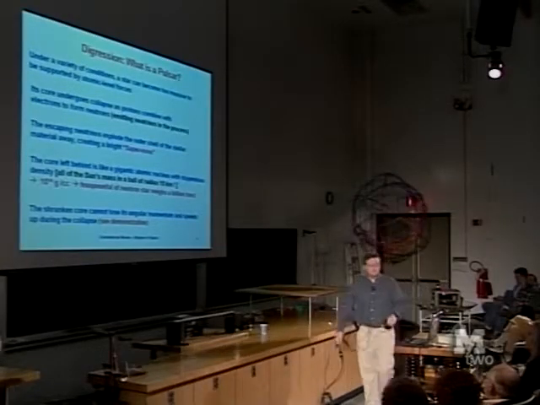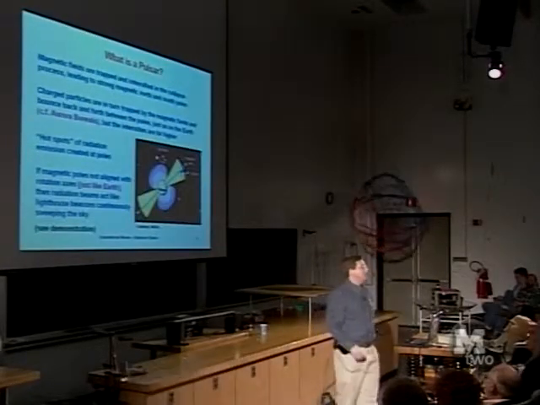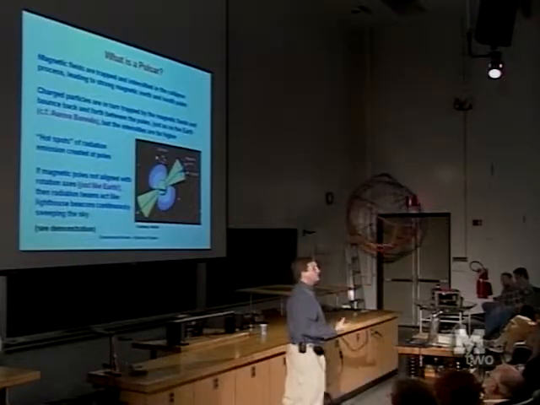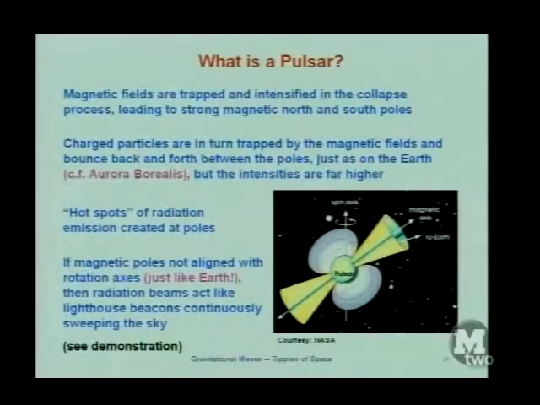Okay, so that's the sort of process that happens in these supernova compressions when the core of a star collapses. And as a result, there are magnetic fields that are very intense that are created in that process. And that leads to the final neutron star having strong magnetic north and south poles, similar to what we have here on Earth, but magnified by many orders of magnitude.